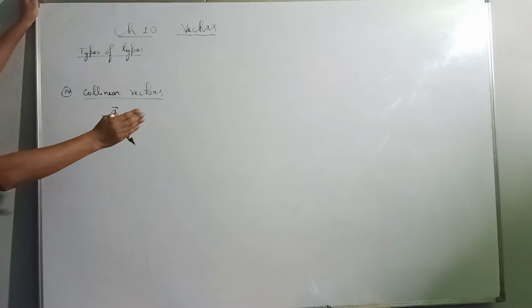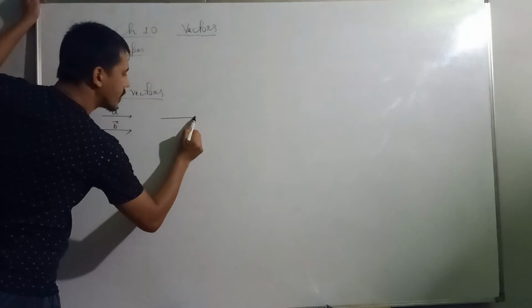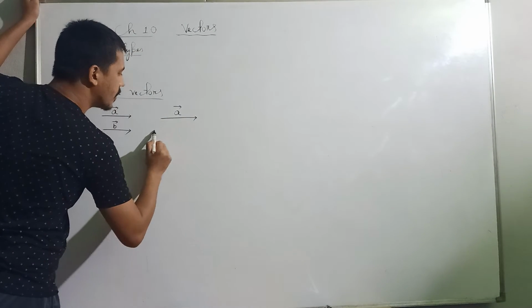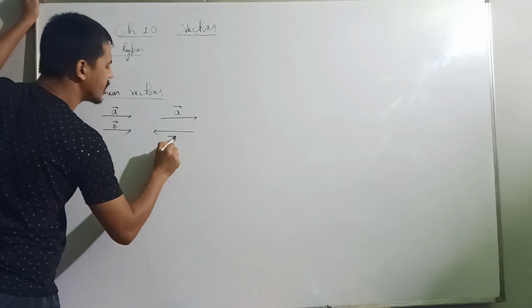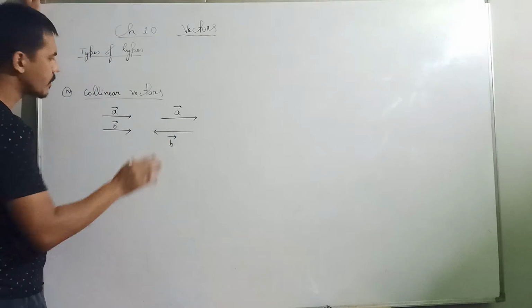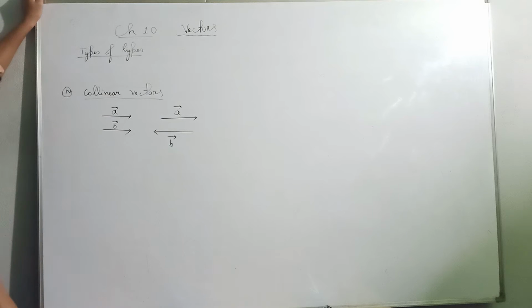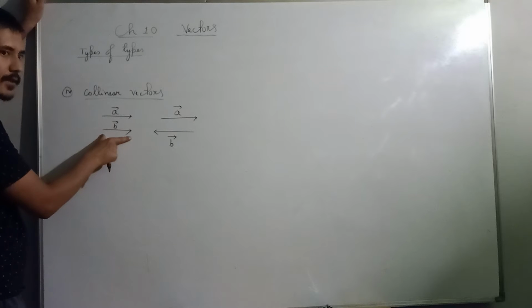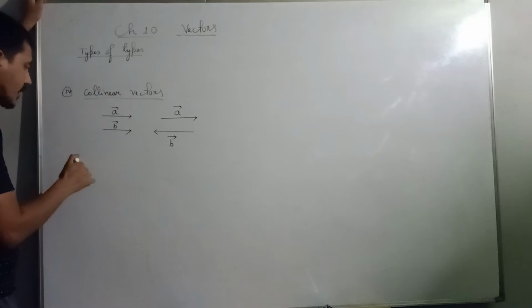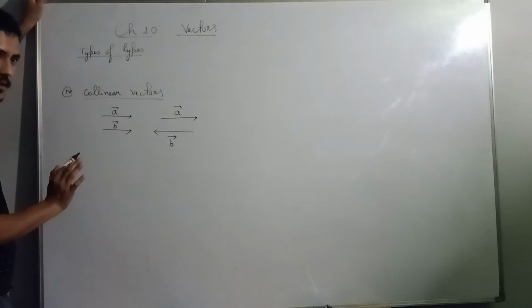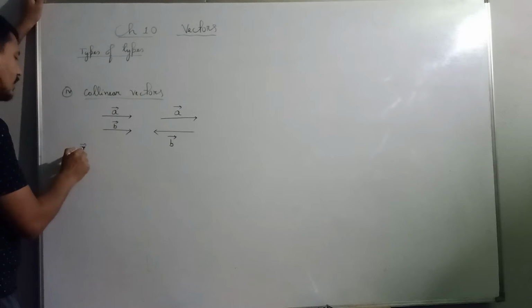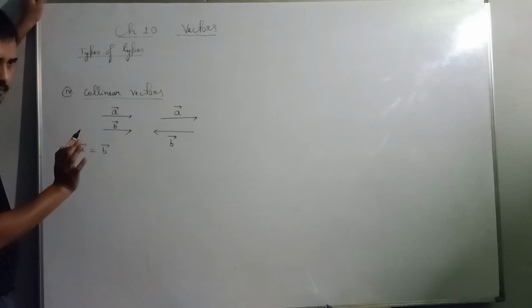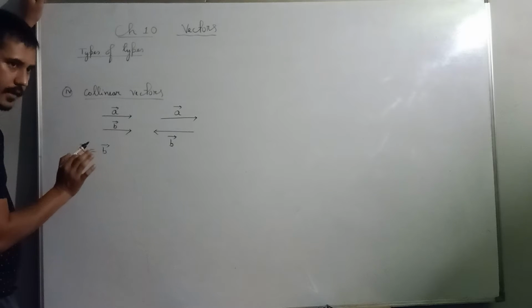See, they may have the same direction. Your vector A may be directed this way, your vector B may be directed this way. Direction doesn't matter. But they should be parallel, then they are collinear vectors. And how are you going to show that they are collinear? If A and B have the same magnitude and same direction, then you will write A is equal to B, right?